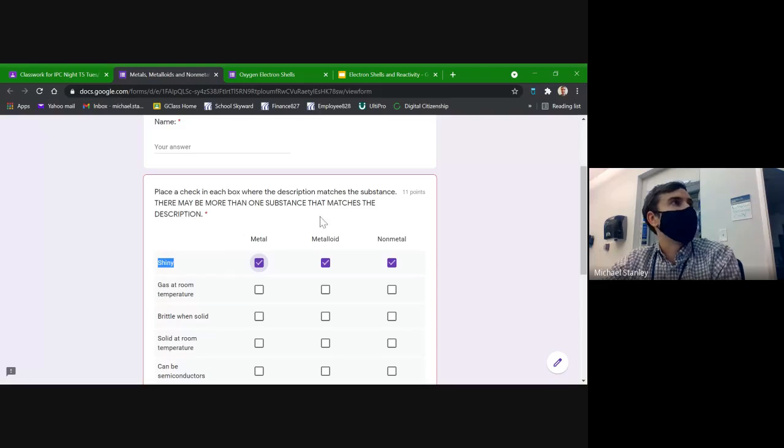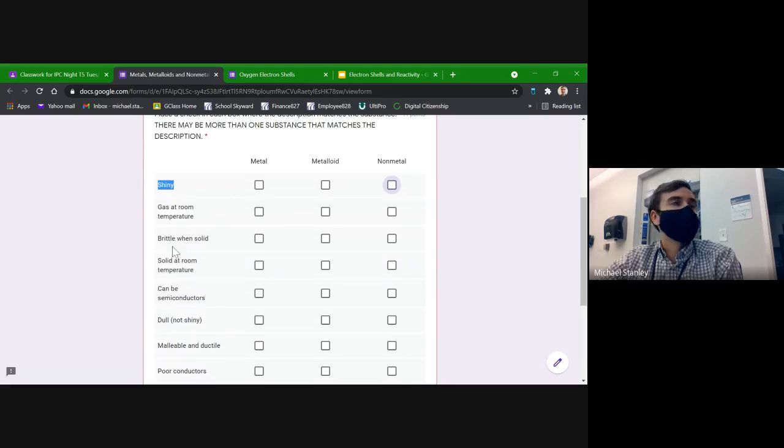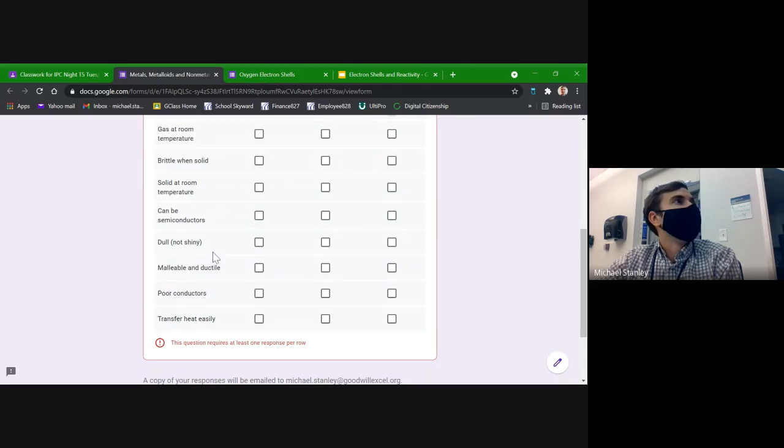So don't just be like, oh, that's got to be a metal, oh, that's got to be a nonmetal, and move on. Because it also might describe a metalloid or a different metal or nonmetal as well. So for each one of these descriptions, things like being a gas, being brittle, being a semiconductor, being malleable, I want you to tell me, does that describe a metal? Does it describe a nonmetal? And/or does it describe a metalloid?